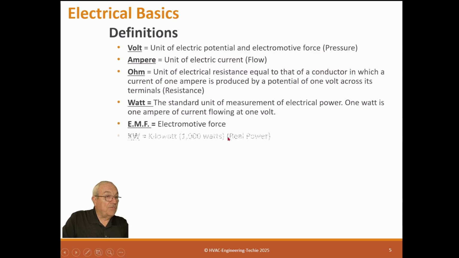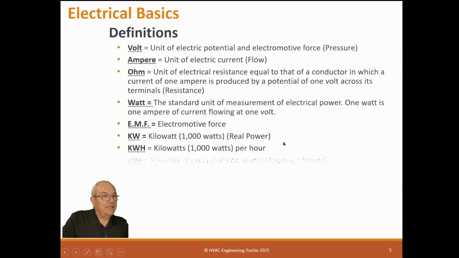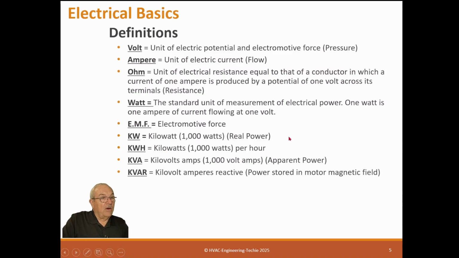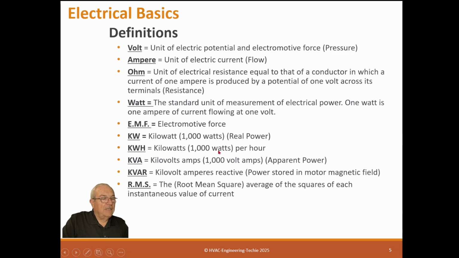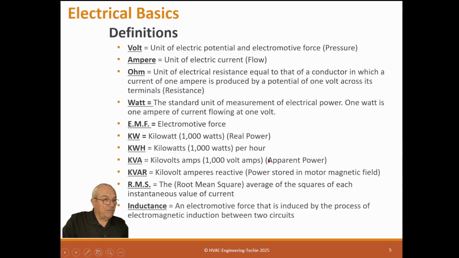EMF is electromotive force. kW is a kilowatt, 1,000 watts, real power. kWh is kilowatt hours. And kVA is kilovolt amps, which is apparent power. kVAR is kilovolt amps reactive. It's power stored in motor magnetic fields. RMS is the root mean square, the average of the squares of each instantaneous value of current. We're going to talk about that.